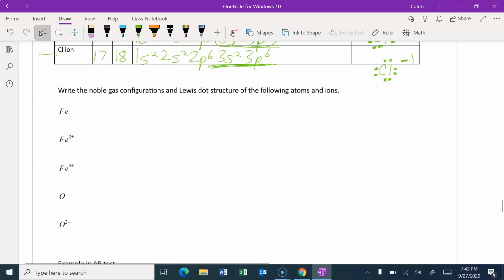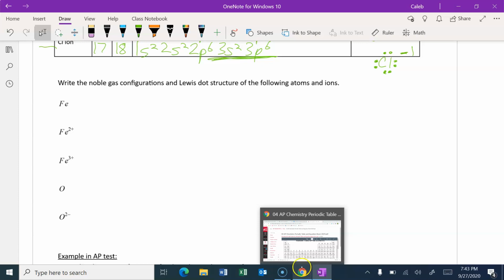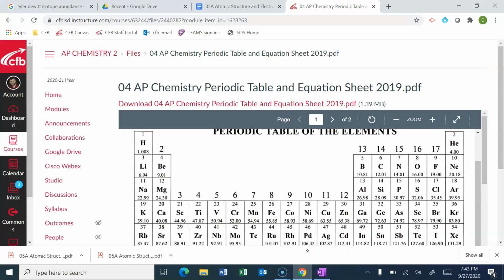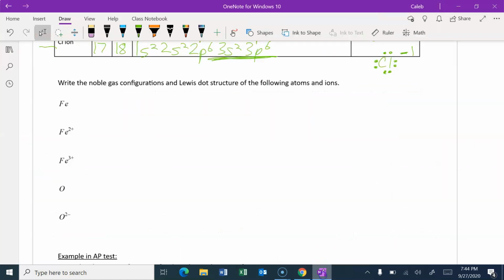Look down here: noble gas configurations and the Lewis dot structure of the following atoms and ions. Go ahead and pause the video and try a couple of these. All right, Fe: 1s2, 2s2, 2p6, and we are going to skip past all of that stuff because we're doing noble gas configurations. I'm going to start with argon because it's right before iron, so Ar, and then 4s2, 3d6.